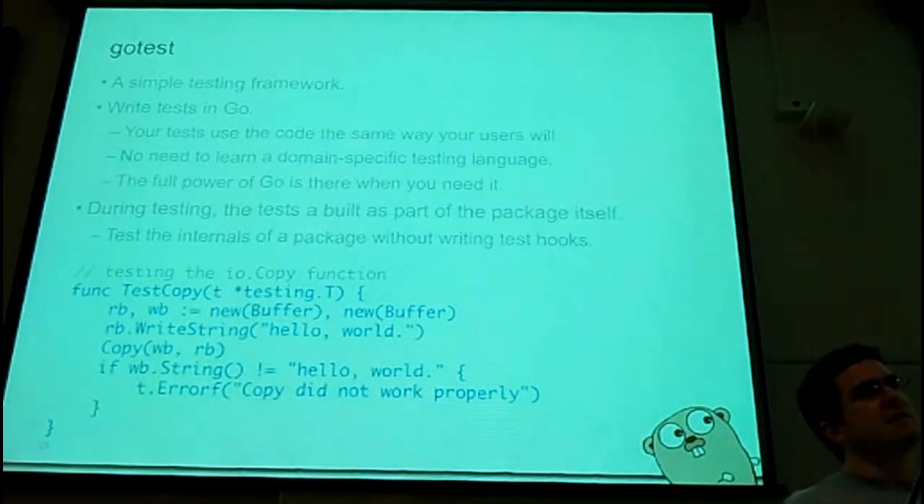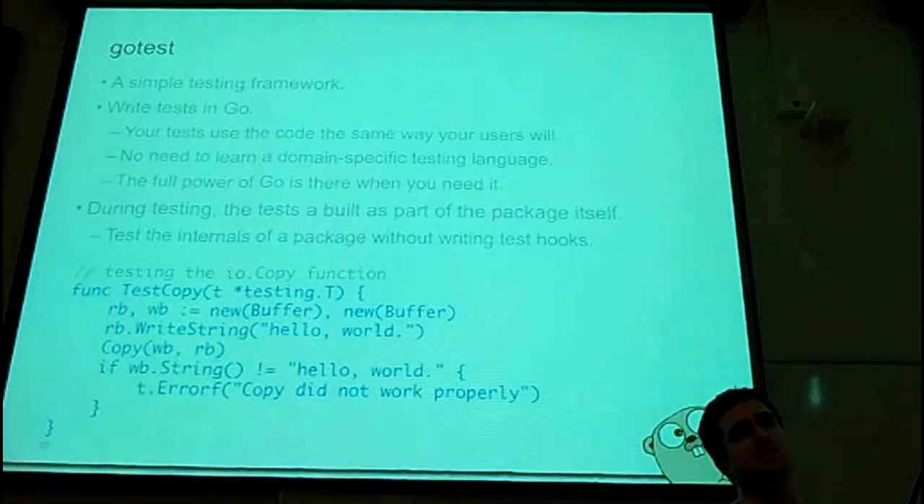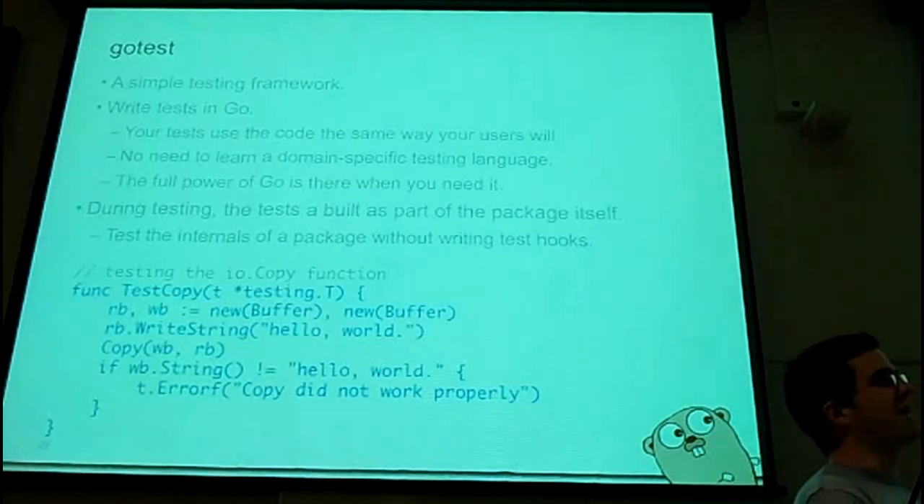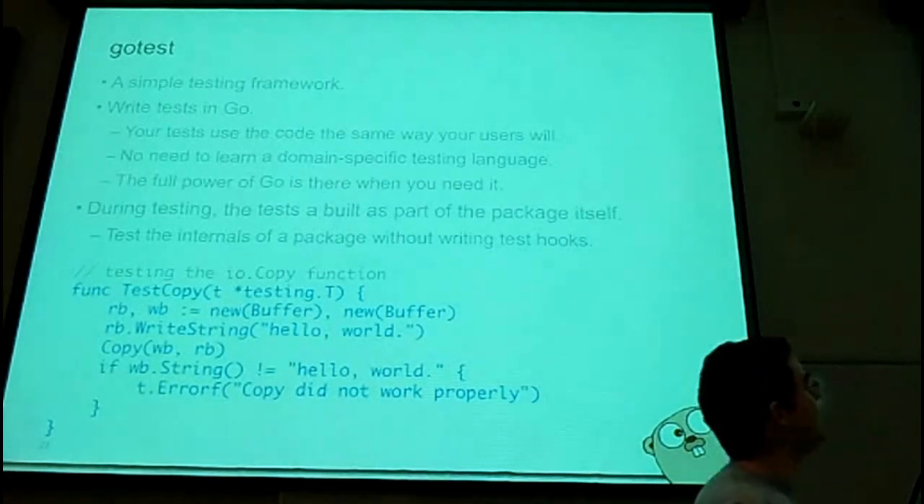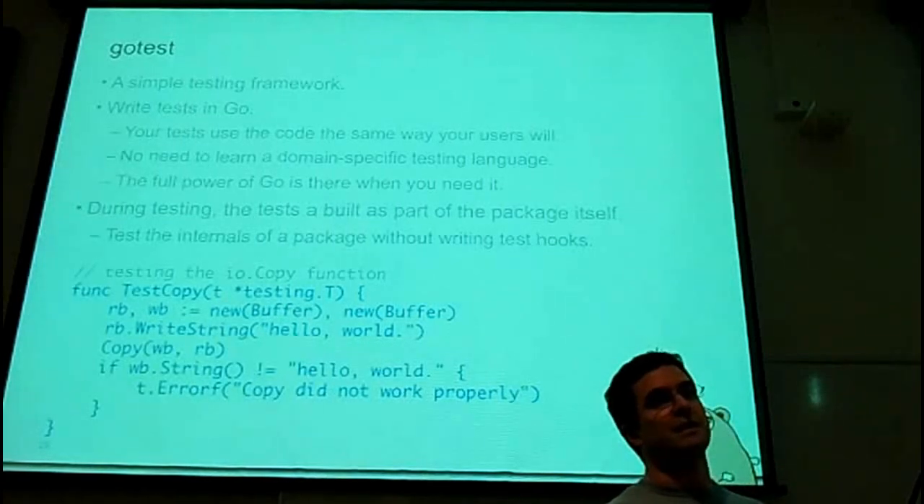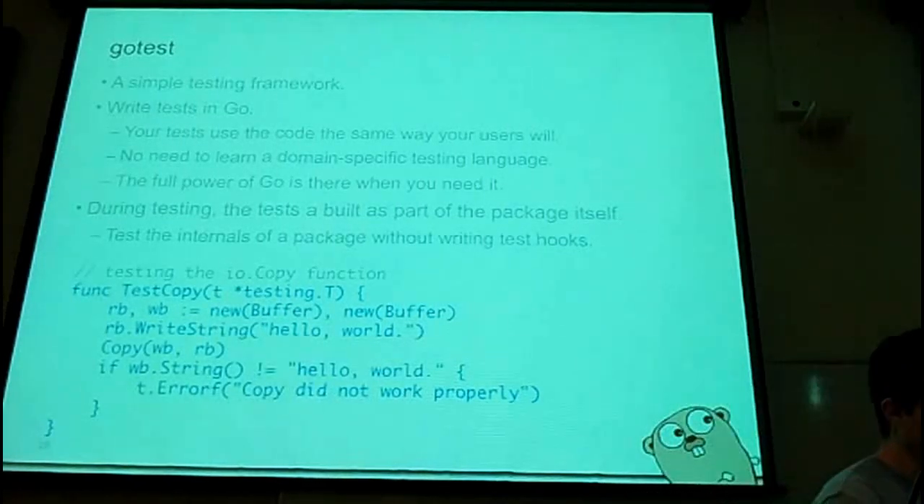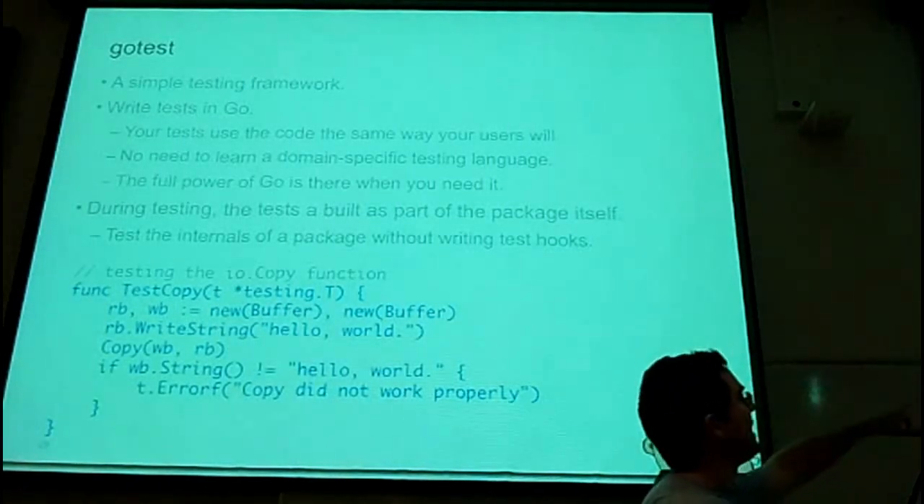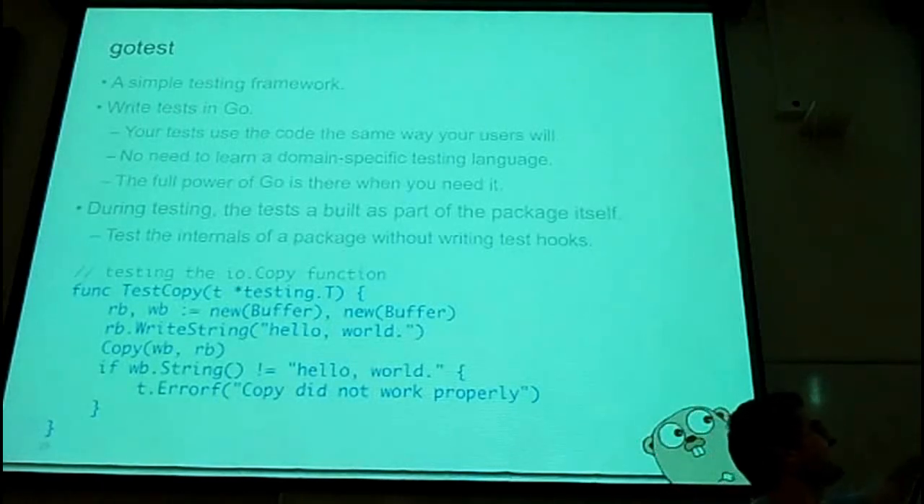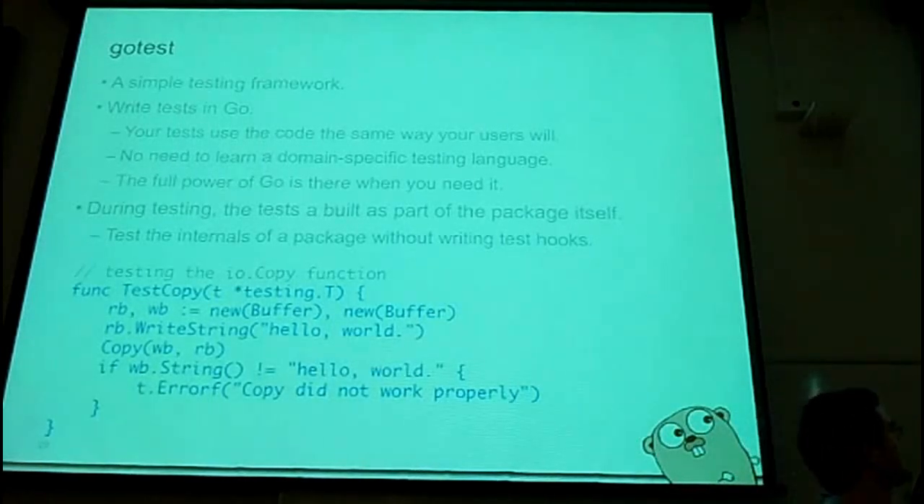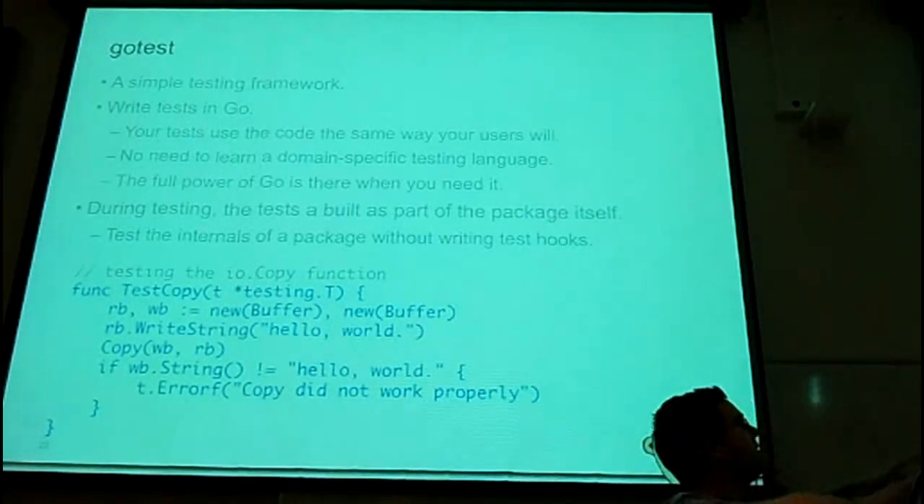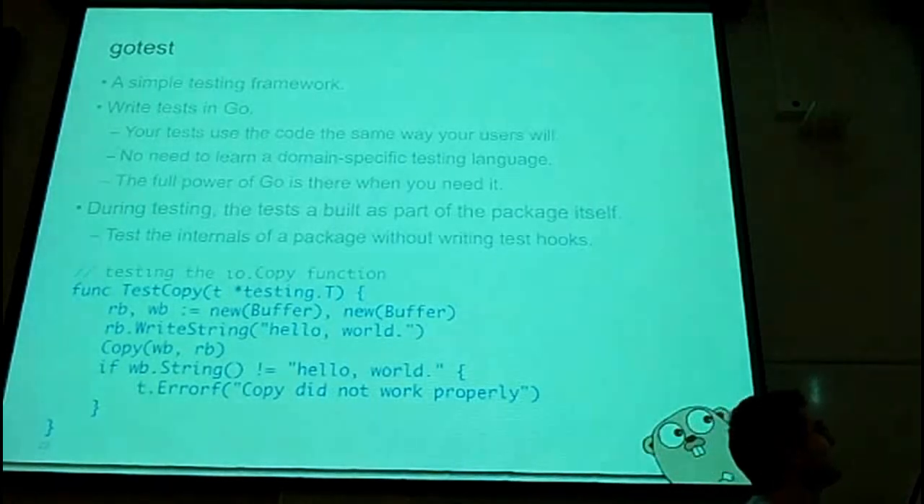And so it means that you can test the internals of a package because you can see into the internals, but you don't have to write hooks to expose the internals of your package. You can just call directly into them. And so this copy function is part of the IO package's test suite. And it just creates two in-memory buffers and then writes a string to one buffer.